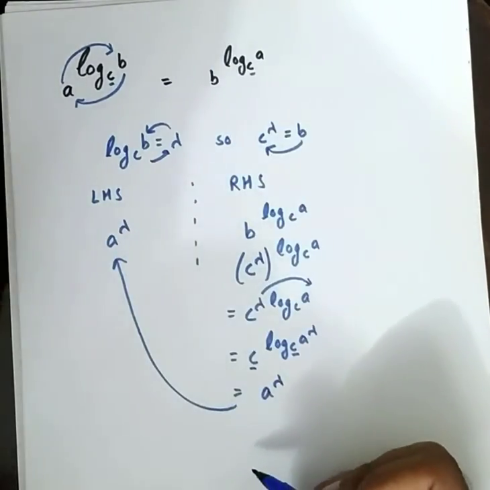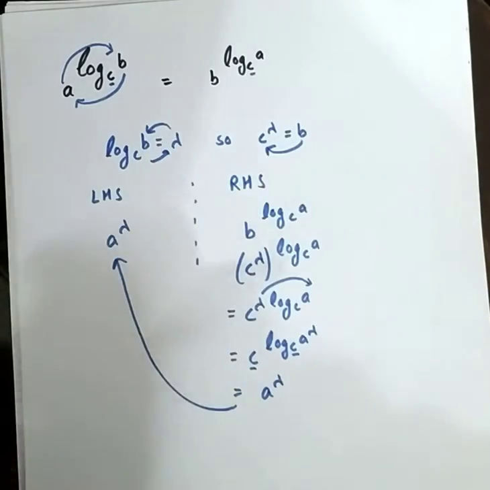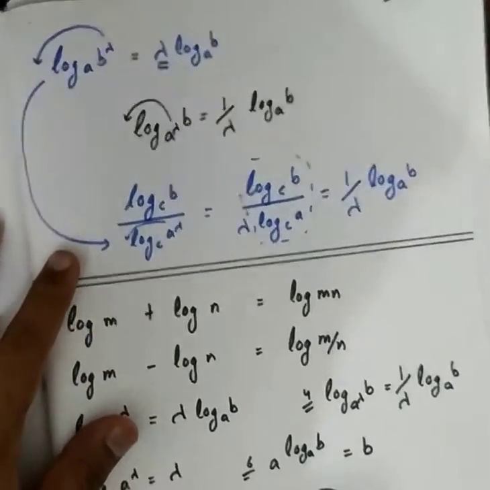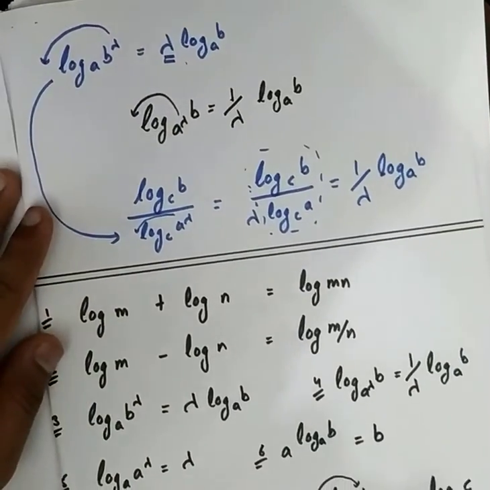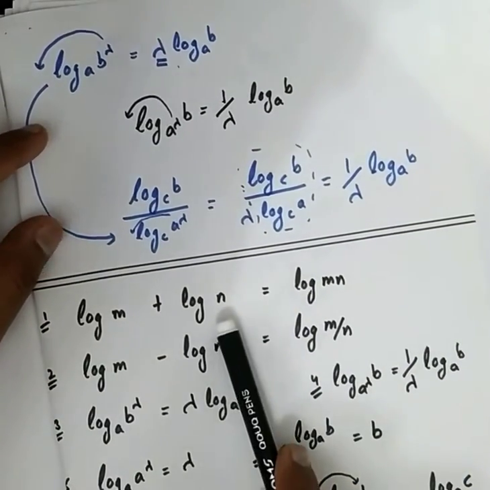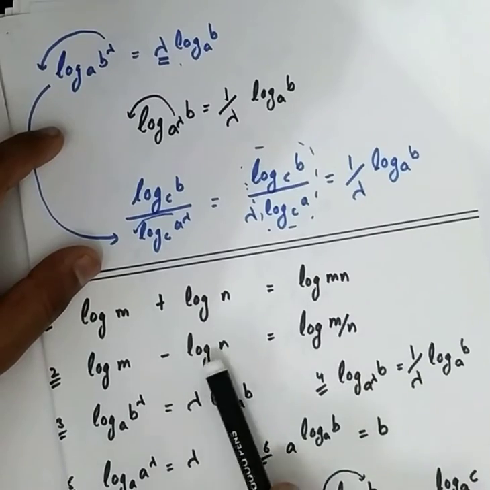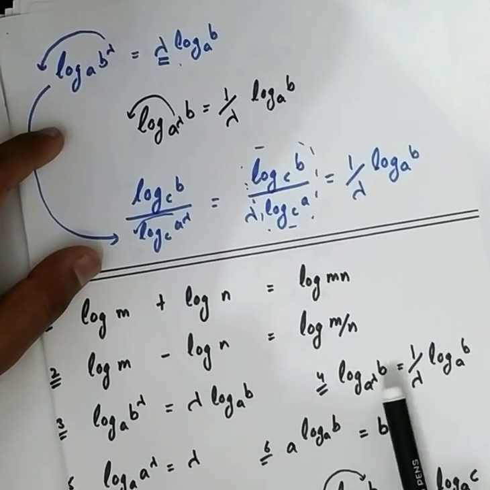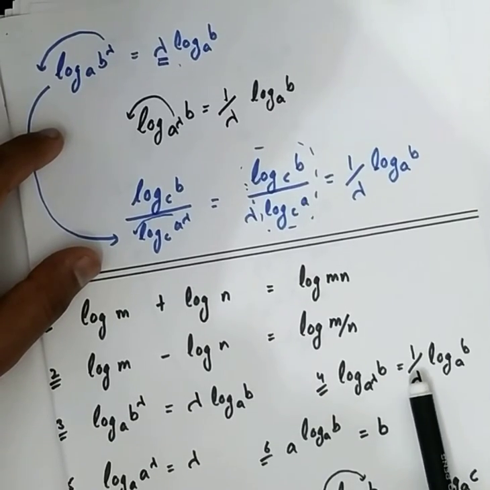So these are all the properties which we need to remember. I'll just show you the rest of the properties as well. If you are continuing from this lecture, please go back and watch the previous lecture as well. So these are the properties which we need to know. The mn property: log m plus log n becomes log mn, and m minus n becomes m upon n. If lambda is the power, lambda comes before, and if the base has lambda, it comes before as 1 by lambda.